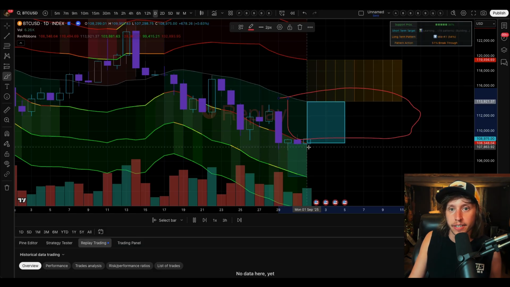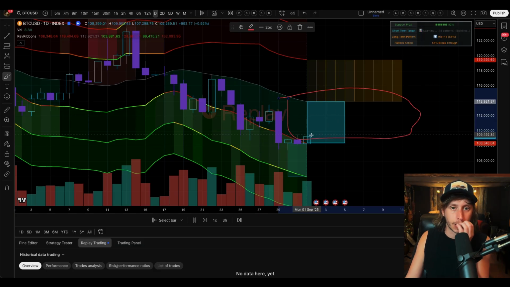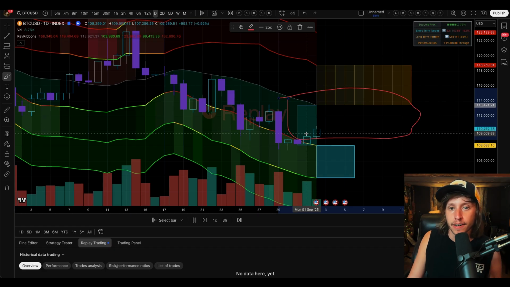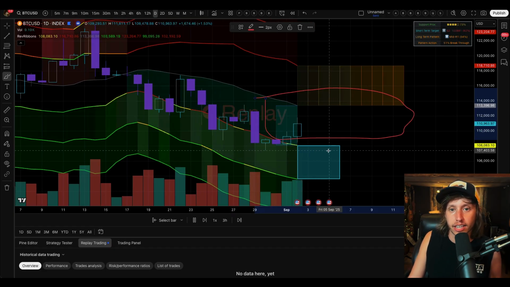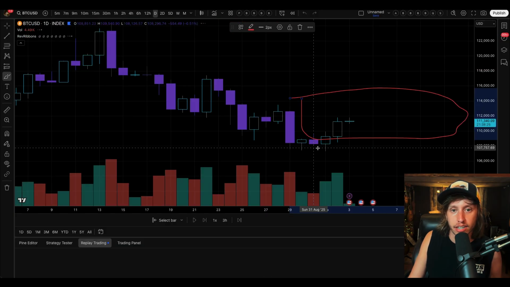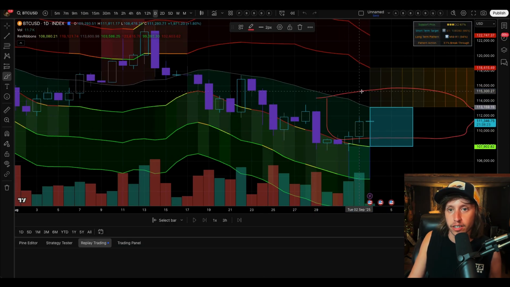It bounced down, and anyway, it does hit these targets really nicely a lot of times. I'll let it play out to the end. Hit this upside target, then it set a downside bias here, and I guess that's where we are. Oh, it kind of reset. I will say the other thing to note is, let me undo this or just delete this.